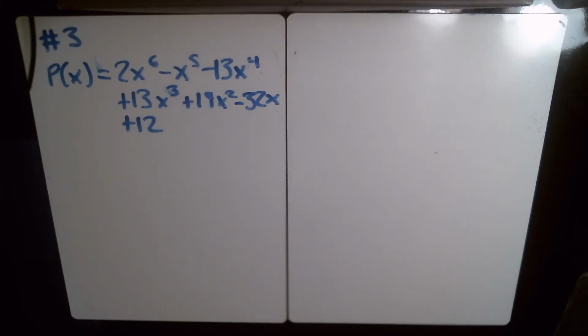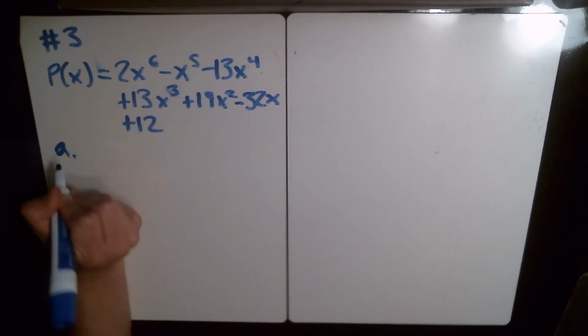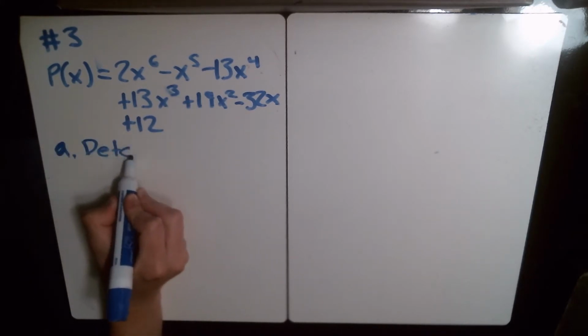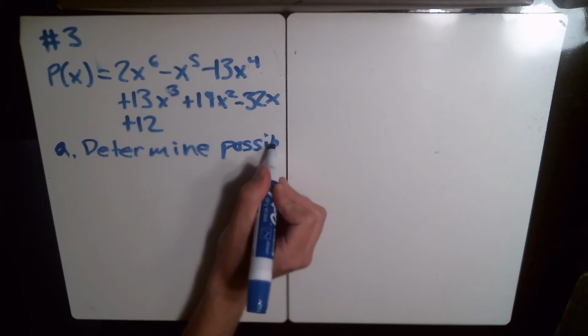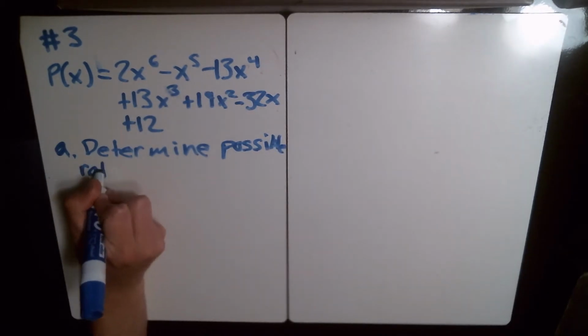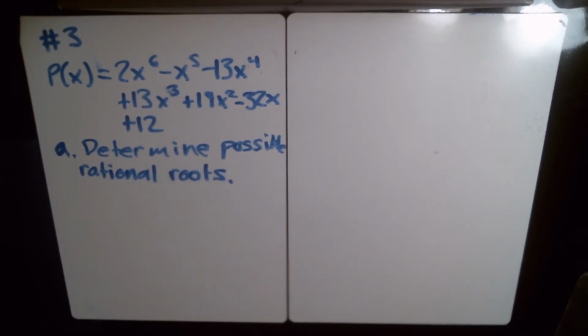Okay, so in this video we're looking at chapter 3 and number 3 specifically on the final review. Here we have a polynomial. It's a rather large one. It is degree 6. What we're trying to do here is first determine possible rational roots. So we're determining all possible rational roots using our rational zero theorem.